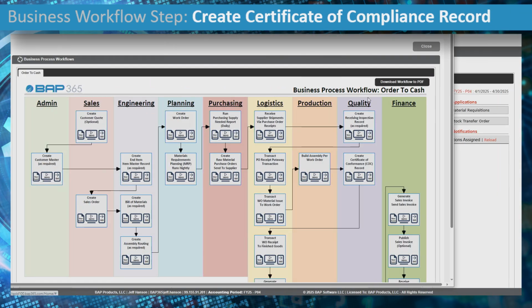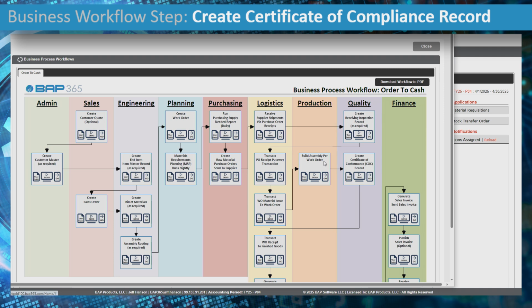Okay, continuing on with our order to cash business workflow. In the previous step, we released the work order to production. In the step before that, we issued the raw material and essentially moved all that material into WIP, or work in progress. And then in the previous step, we showed you how the production assembler or the production technician could access the work order documents to view the assembly routing and any attached instruction.